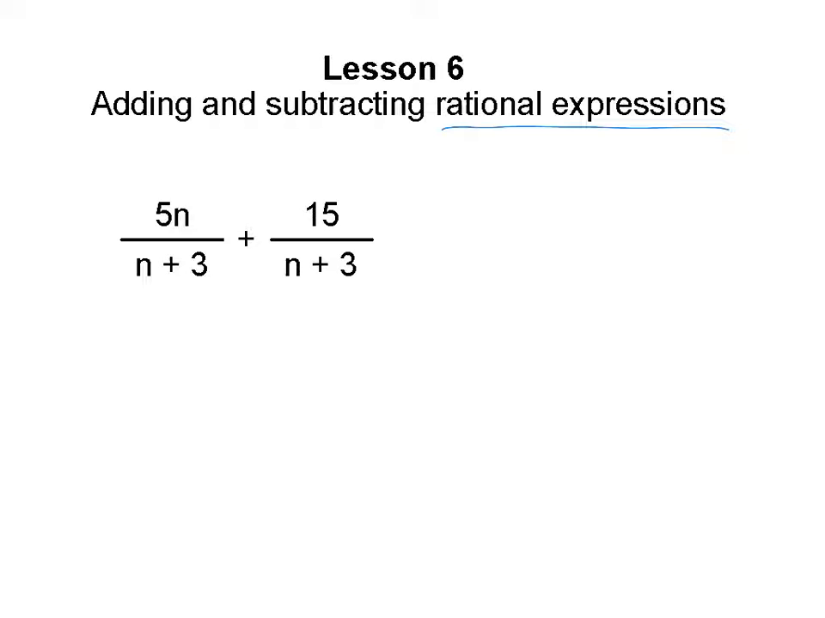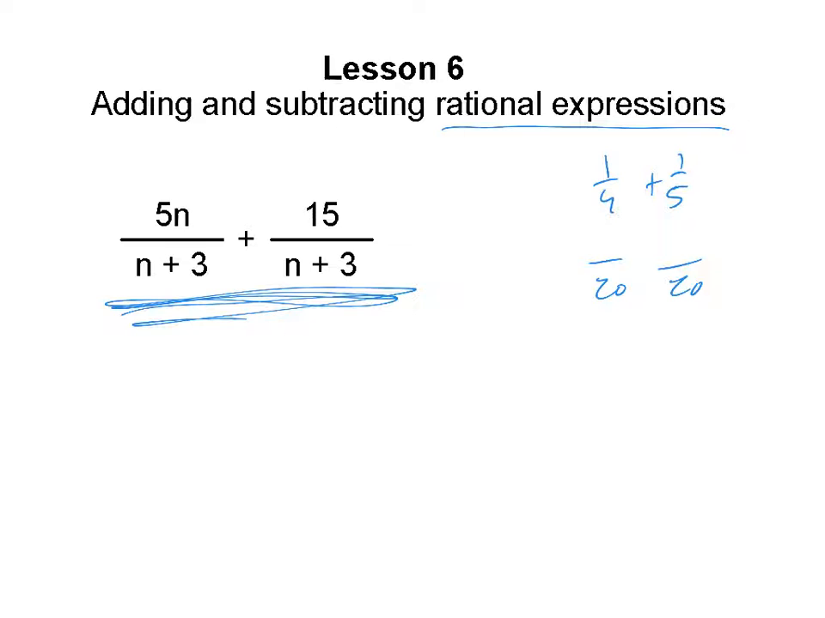Just like when you're adding and subtracting fractions, you can't add them until their denominators match. So we're going to talk about how to make denominators match in rational expressions today, but the good news is a lot of them you don't have to worry about that. Take a look. Notice our denominators match in this one, so we can just add these up and keep the denominators the same like we would normally do with fractions, right?